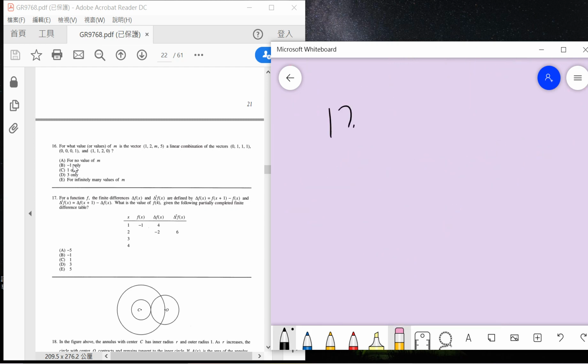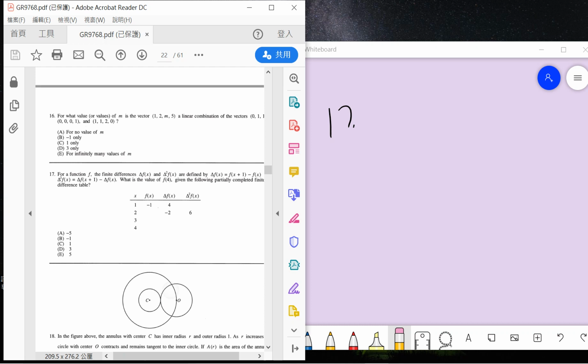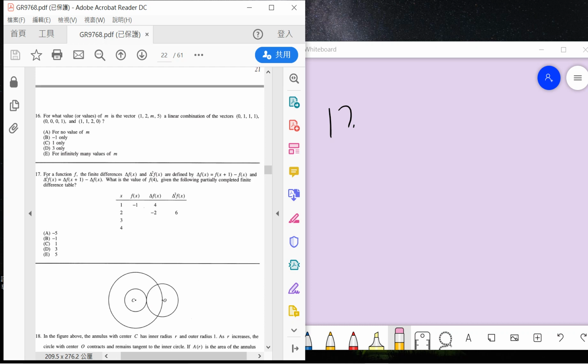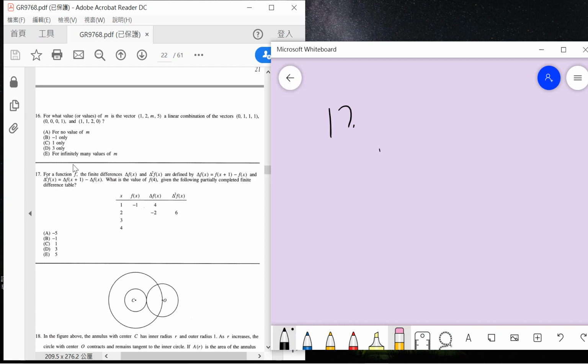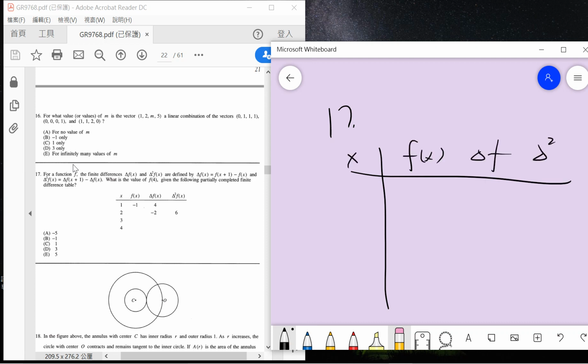Okay, 17. I'll let you think about 17 for a while, because the question is somewhat long. Basically, delta is the first increment, and delta square is the second increment. So it gives you partial information about the increments, and asks how to find f of 4. This is a simple question. Let me show you how to solve it.